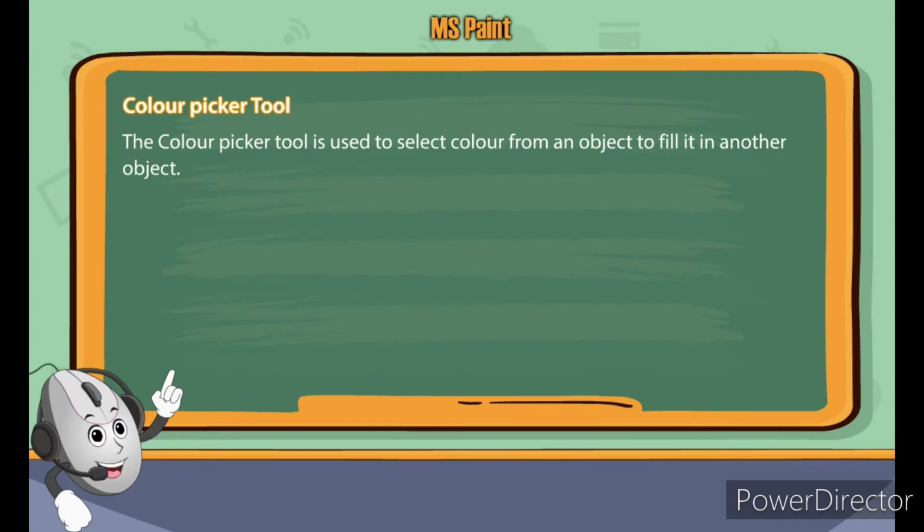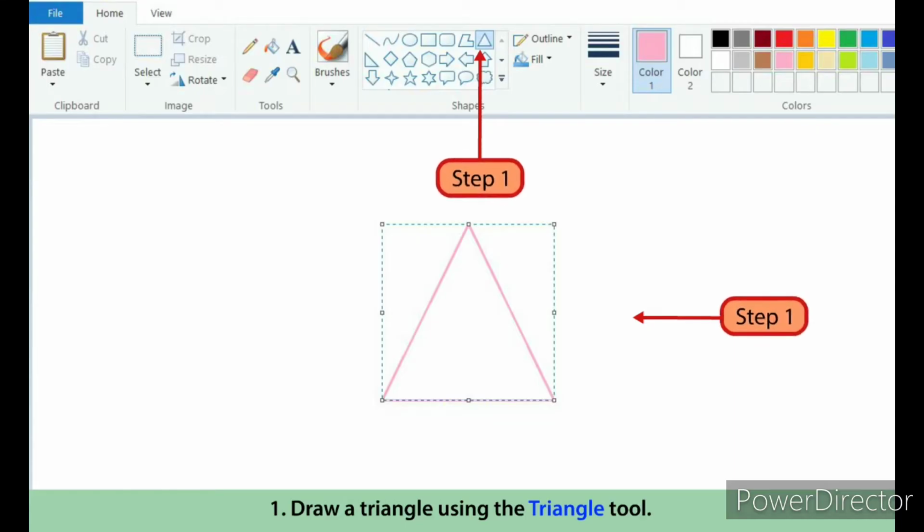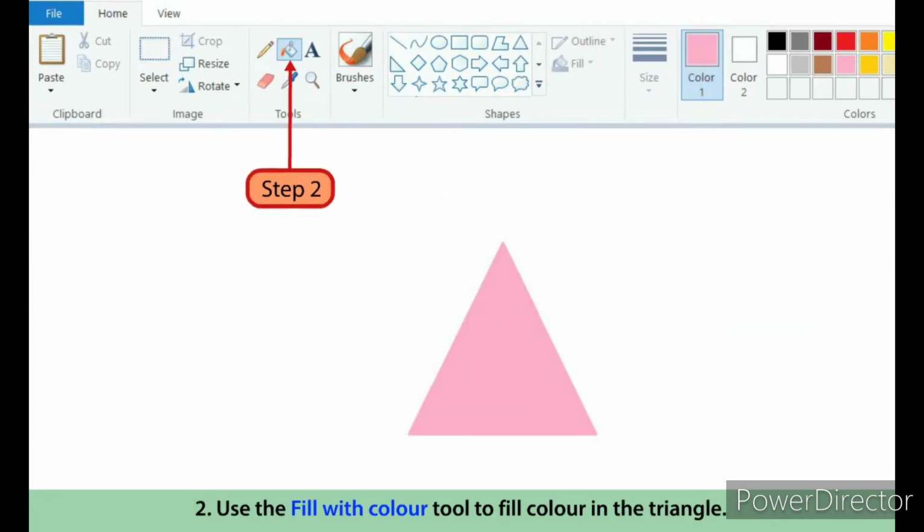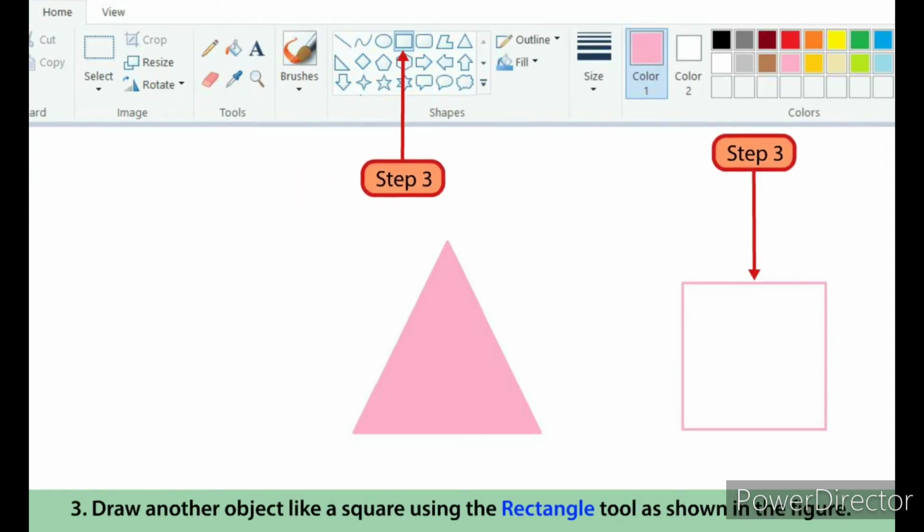Color picker tool. The color picker tool is used to select color from an object to fill it in another object. Follow these steps to use the color picker tool. 1. Draw a triangle using the triangle tool. 2. Use the fill with color tool to fill color in the triangle. 3. Draw another object like a square using the rectangle tool as shown in the figure.